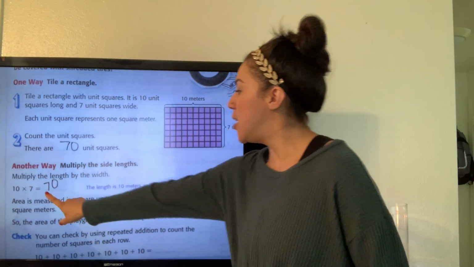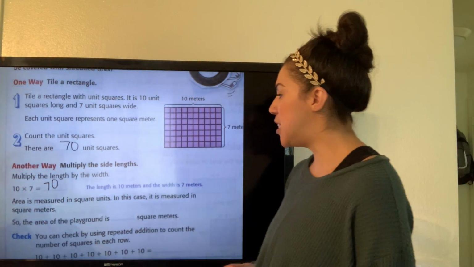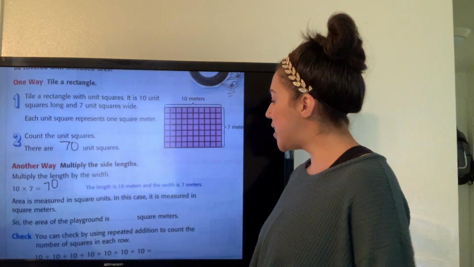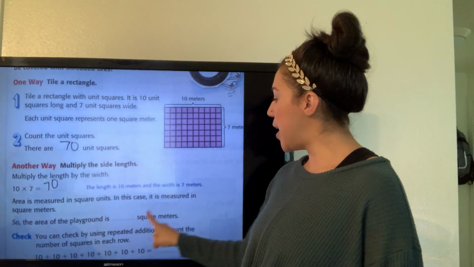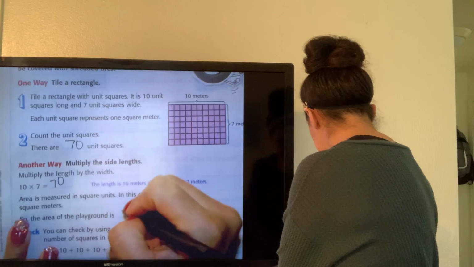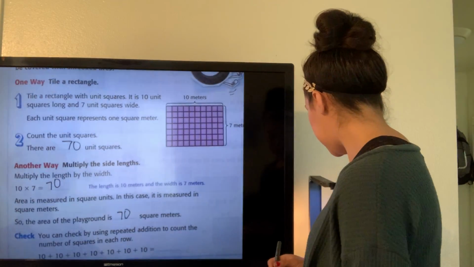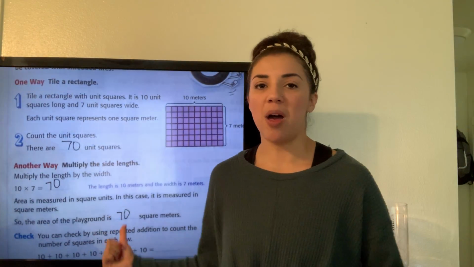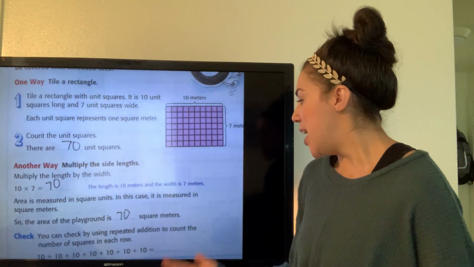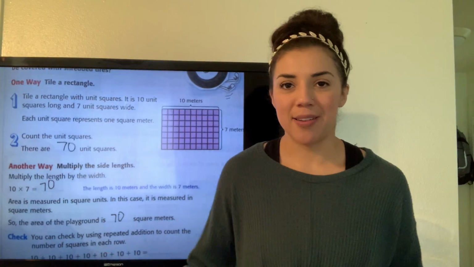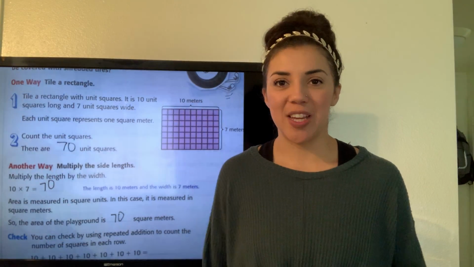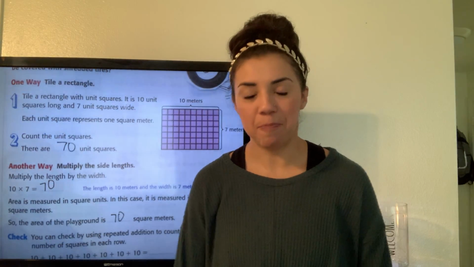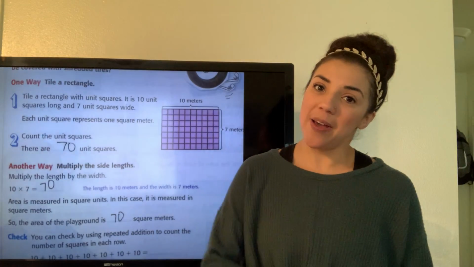So area, I'm reading down here, area is measured in square units. In this case, it is measured in square meters. So the area of the playground is 70 square meters. Okay, and then at the bottom, they have a way that you can check your work. That's basically just repeated addition, 10 plus 10 plus 10 plus 10 plus 10, 7 times, which in the end is multiplication. Okay, so go ahead and turn your page.